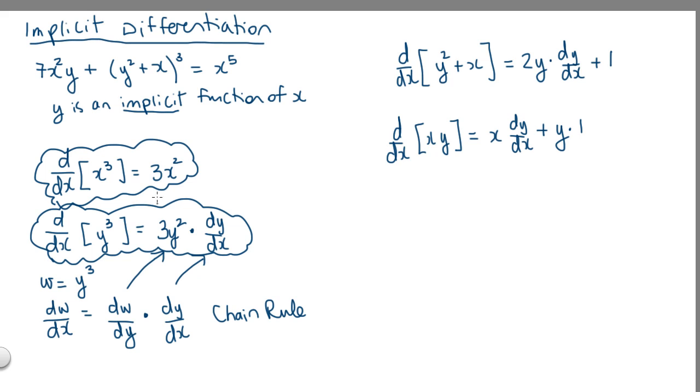So let's try a more standard problem now for this section. We'll go back to the first equation that we had written down here, 7x squared y plus (y squared plus x) all cubed is equal to x to the fifth. So right away we can tell that y is an implicit function of x because this equation has the x's and y's all tangled up. The problem is going to be to find dy by dx.